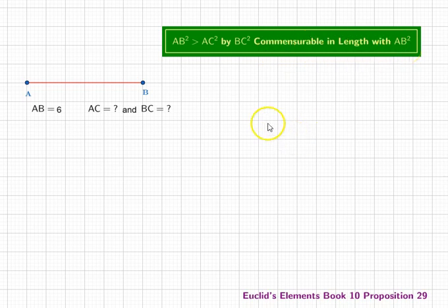So, how do we go about finding such lengths? Now, if you look at it, this can be rewritten as AB square is equal to AC square plus BC square. And that looks similar to the Pythagoras theorem, right? Which relates to a right angled triangle. So what we have to do is draw a right angled triangle. And since AB square is equal to AC square plus BC square, that means AB is going to be the hypotenuse.